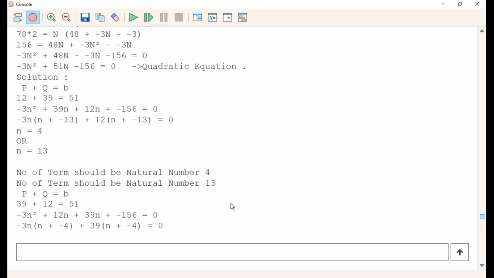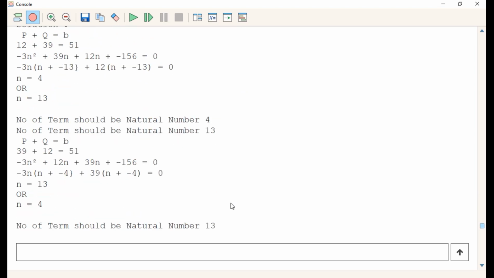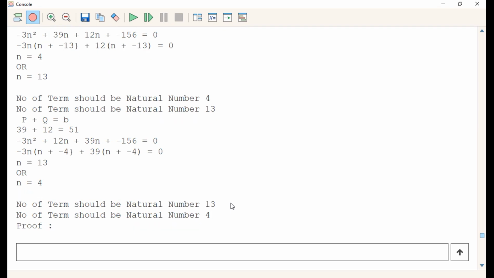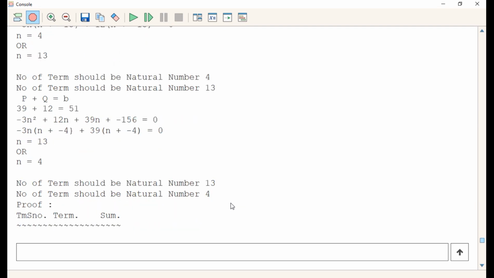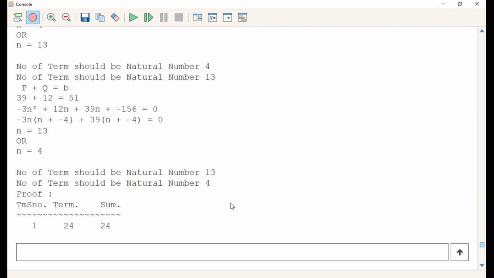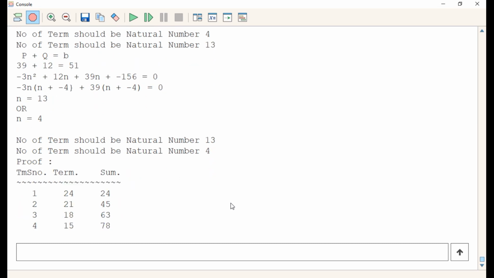To prove that the answer is correct, the subprogram named manual calculates and displays the term serial number, term, and sum of terms up to the term serial number in each row. When the sum of terms gets equal to 78, the program loop terminates.